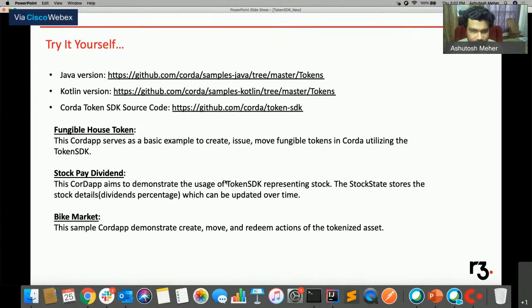And if you're really interested in the source code of the token SDK, the place to go is GitHub/Corda/token SDK. That's where all the source code for the token SDK resides. I already showed you the fungible token, fungible house token. And there are a few other samples as well, like the stock, pay dividend, and market, and these are a bit of an advanced thing. So once you're comfortable with the basics of what I have shown today, go ahead and see what's going on in there and how these kinds of real world examples would really look.